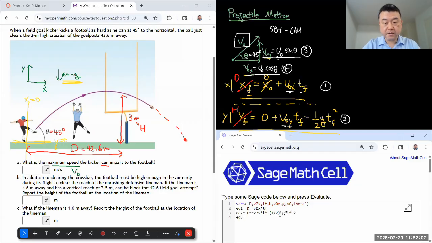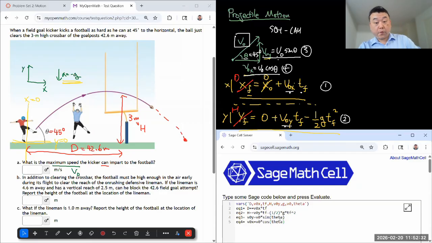And equation 3 is equal to v naught, that's these two equations that I defined to express the knowledge about v naught. So v naught y is equal to v naught times cosine theta. Oh, sorry, sine theta. And the sine function, SageMath knows it, it's defined internally. V naught x is v naught times cosine theta.